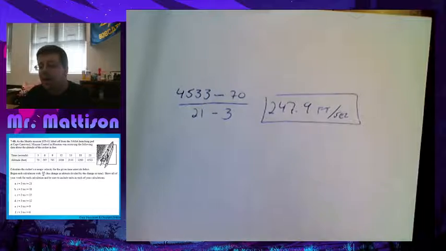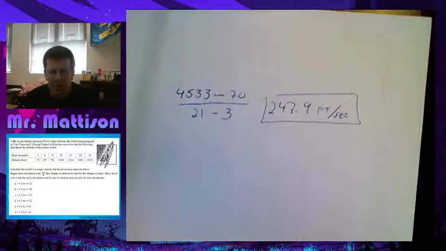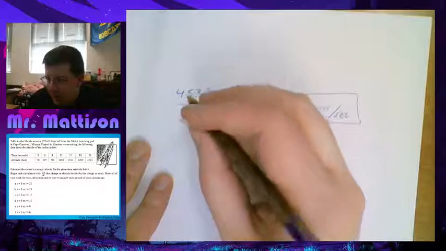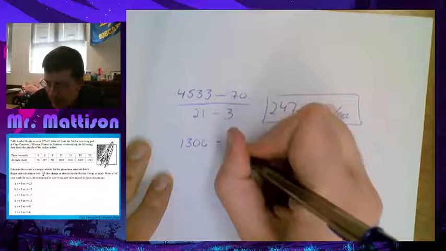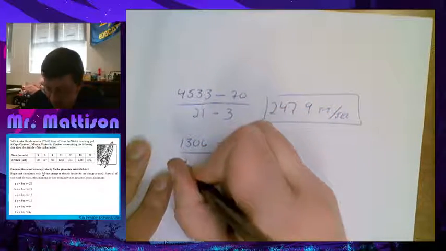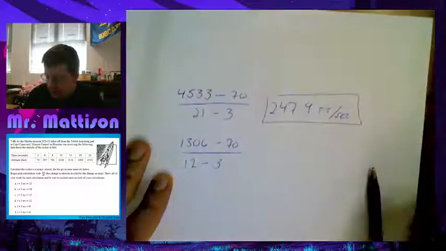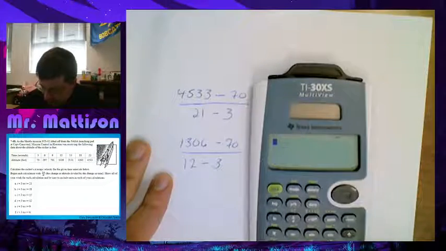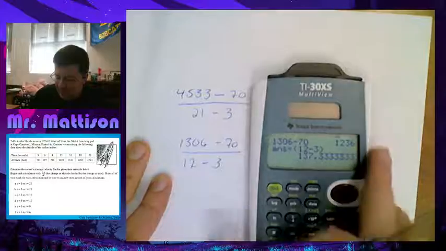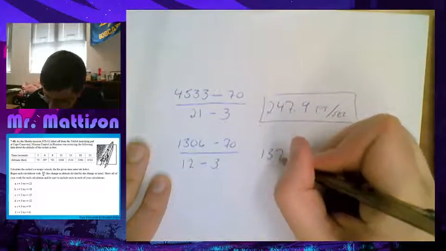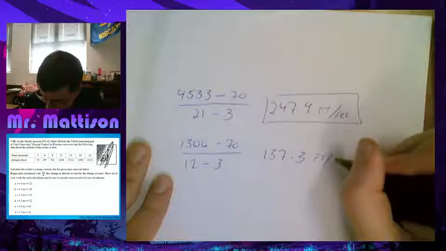Right? So I could do this for every single one, but I'm going to jump down just so we get the point. If I do from 3 till 12, right? So at 12 seconds, I'm at 1,306 minus 70 over 12 minus 3. So that one would be 1,306 minus 70, and then I divide that by 12 minus 3, and I get 137.3 feet per second.